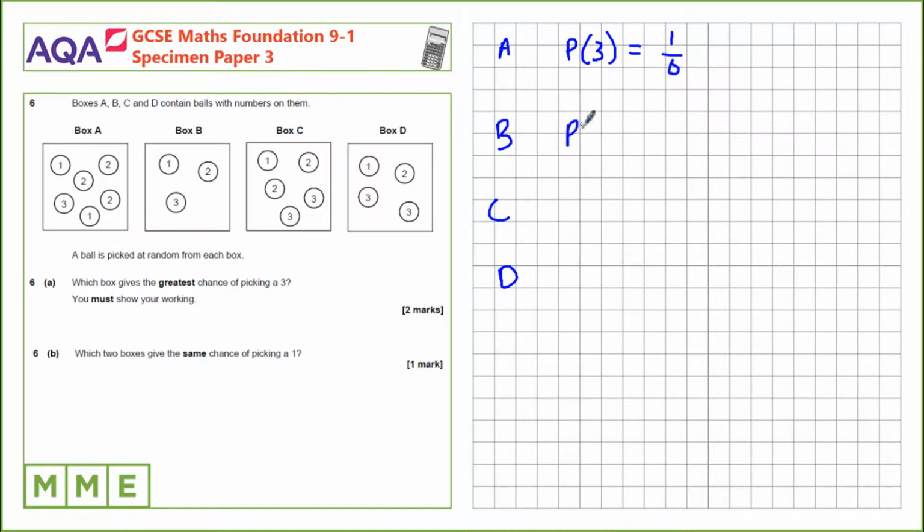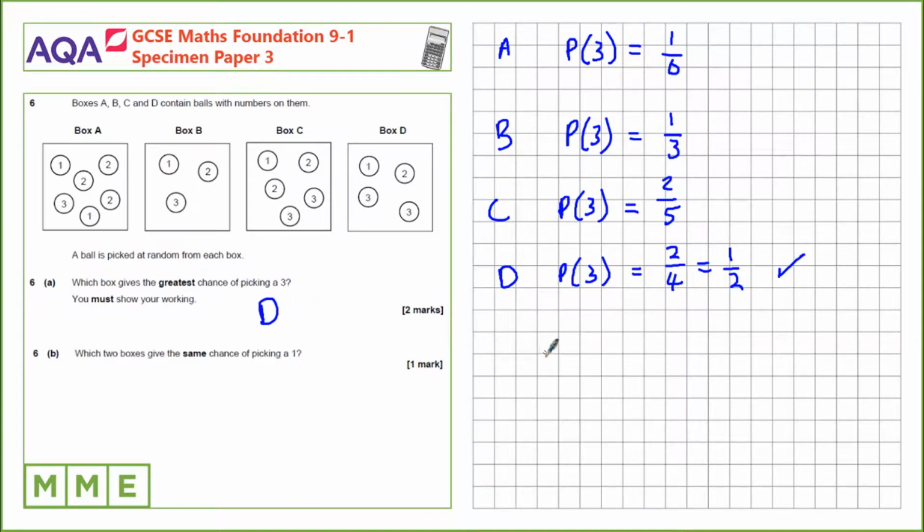So, probability of 3 for box B is 1 over 3. Probability of drawing a 3 in box C is 2 of them over 5. And probability of 3 for box D is 2 over 4, or 1/2. The largest fraction here is a half. All of these are lower than a half, so the box is D.